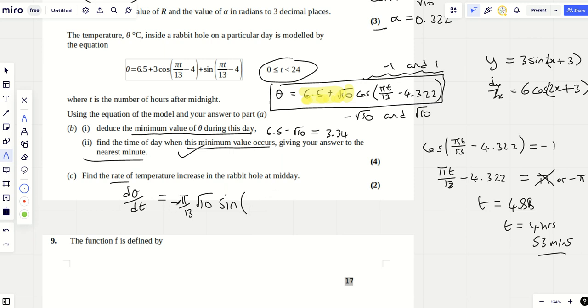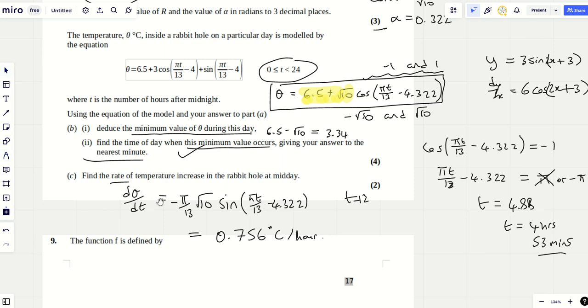So we're going to have minus pi over 13 times by root 10 sine pi t over 13 minus 4.322. And now all I'm going to do is plug in t equals 12, and I'll just see what that equals. It's a job for the calculator, and it comes to 0.756 degrees Celsius per hour. Yeah, that's a rate of change.